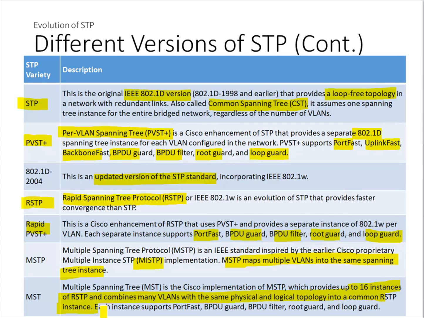If you look at everything, the concept is the same: to have a loop-free topology. But the place where it is used changes. One set of protocols is without VLANs, one set is for VLANs, and one set has some additional features, that is the plus, like PortFast, BPDU guard, filters, root guard and loop guard. So these are the different versions of the STP protocol. In this lecture we covered only ordinary STP, the standard version of STP.